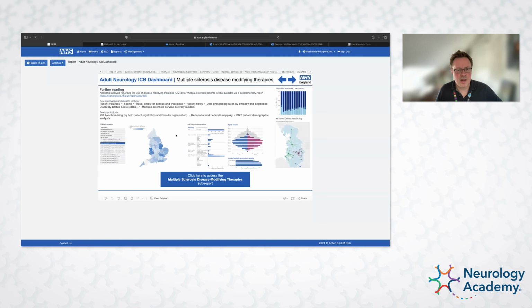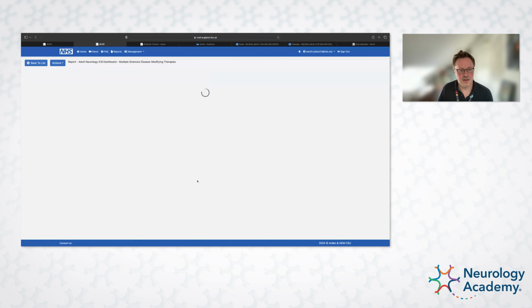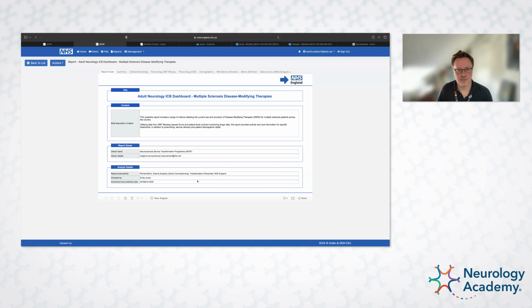The next habit is specifically about MS, disease-modifying therapies. This one is slightly different in that there's quite a bit of data there. This shows you just an overview of that, but it takes you to a different dashboard, so it's held separately.